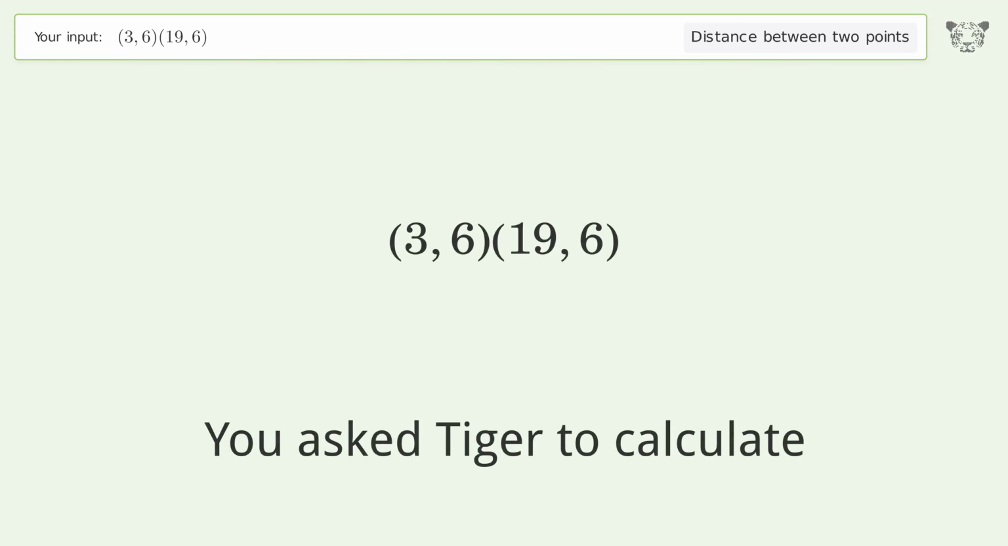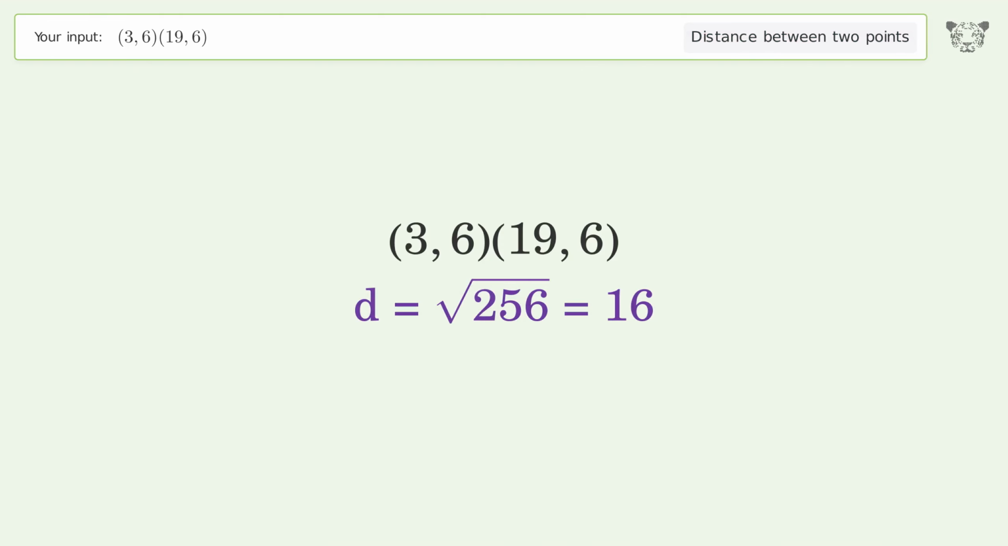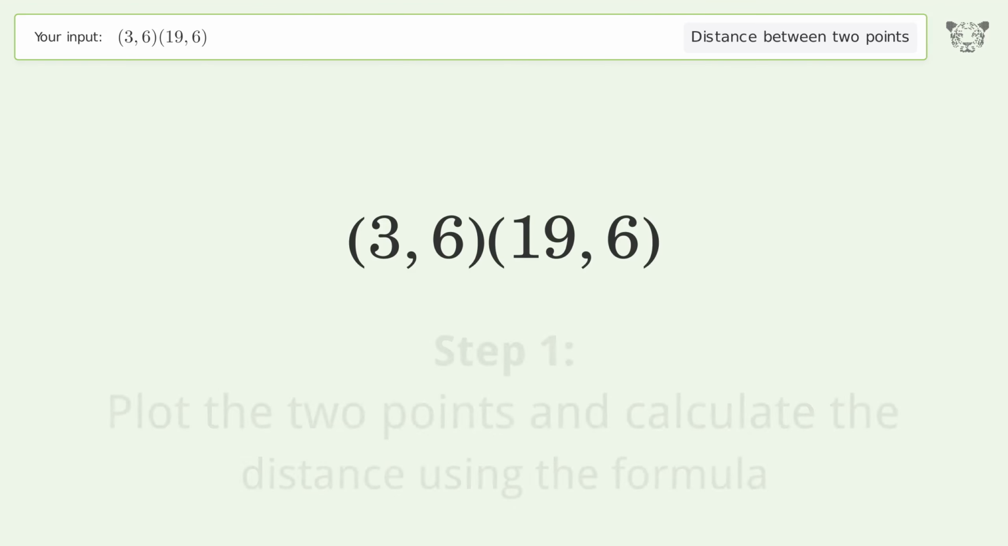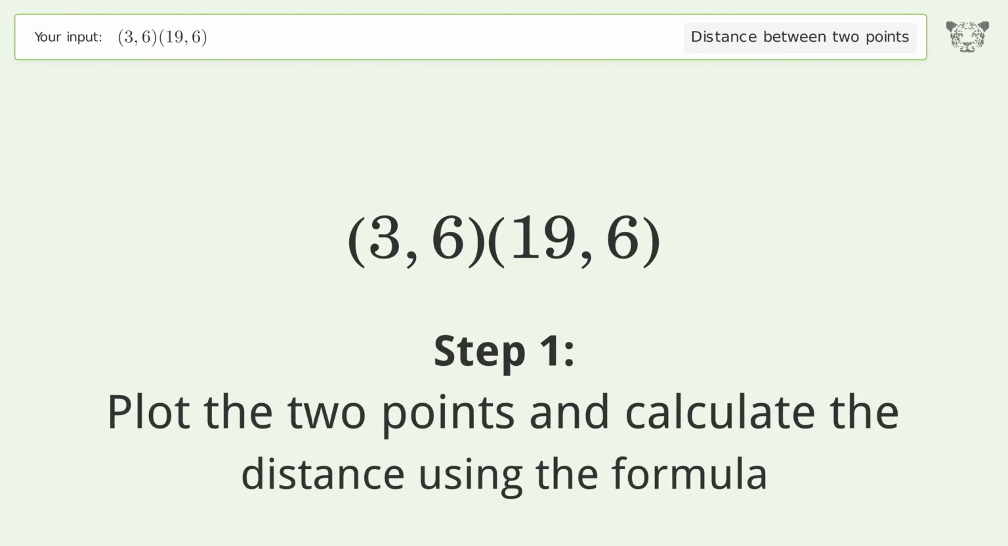You ask Tiger to calculate. This deals with the distance between 2 points. The distance between the 2 points is the square root of 256, or 16. Let's solve it step by step. Plot the 2 points and calculate the distance using the formula.